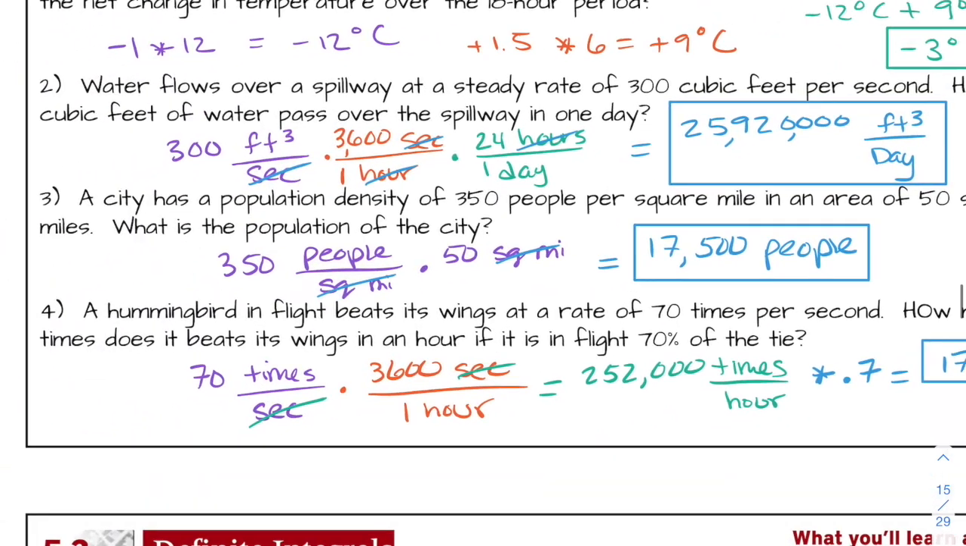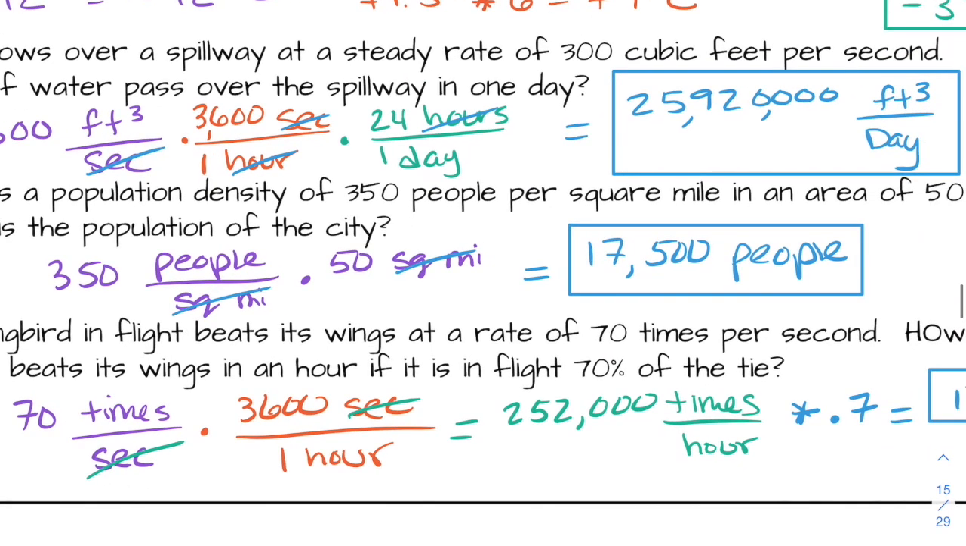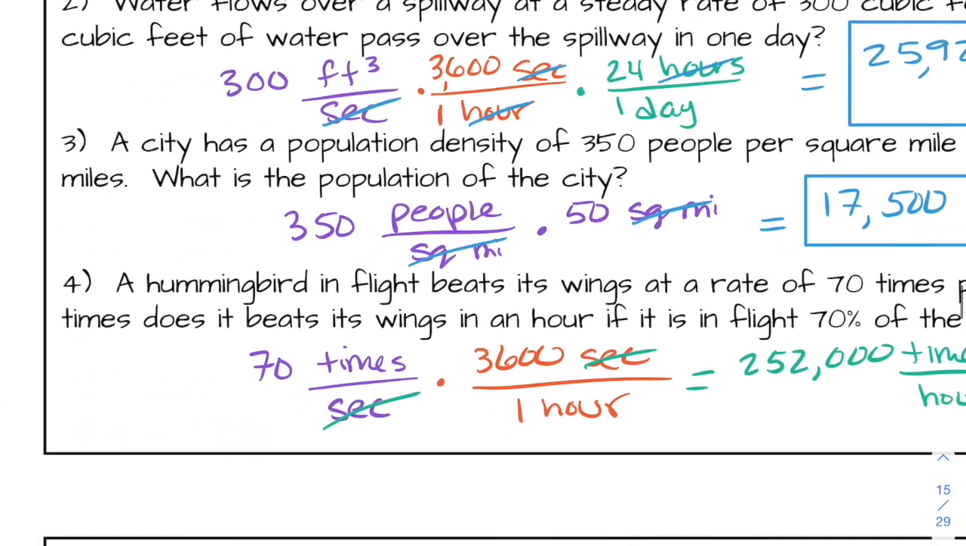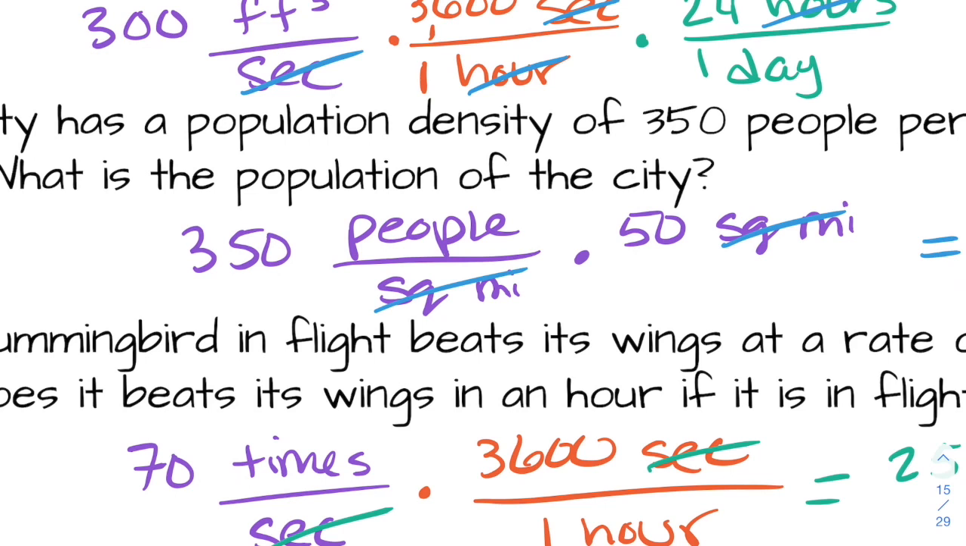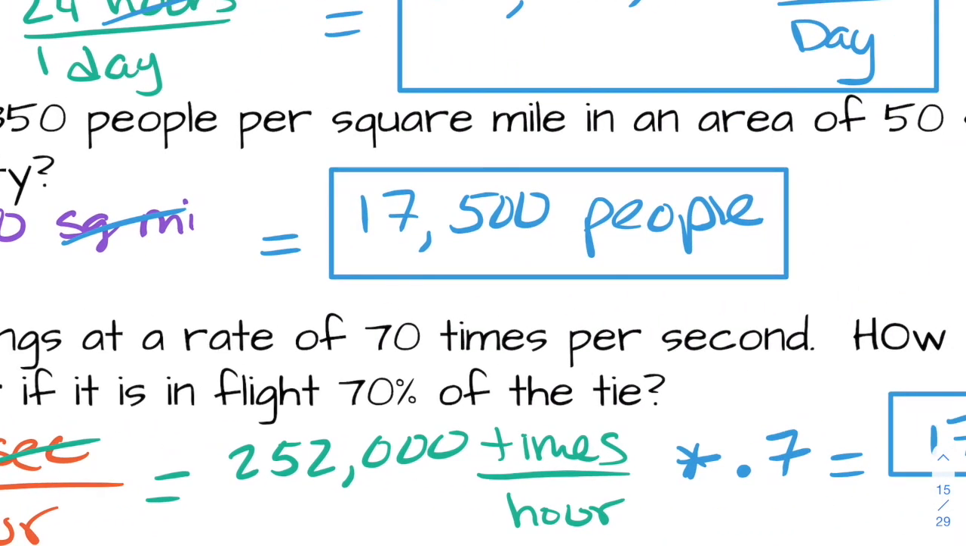All right. Third one, a city has a population density of 350 people per square mile in an area of 50 square miles. So what is the population of that city? So I just did 350 people per square mile times 50 square miles, and that gave me 17,500 people.